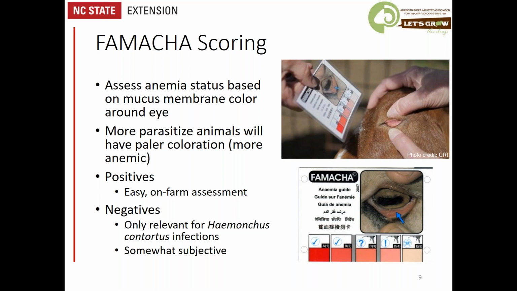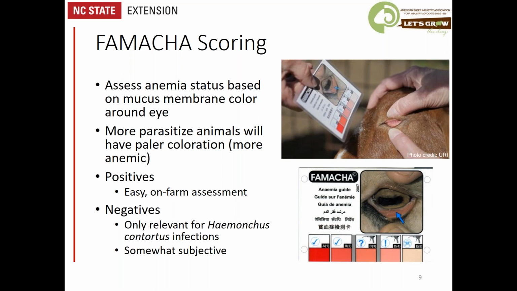The positives, again, it's an easy on-farm assessment. Any one of us can learn how to do it. We can carry this FAMACHA card with us, and we can determine what these FAMACHA scores are, and it can be a great metric to help us determine who needs to be dewormed and who doesn't. The negatives, it is only relevant for Haemonchus contortus infections. This is the only worm that's consuming blood that's causing that anemia. And so really, if we're using FAMACHA scoring, it needs to be for assessing a Haemonchus contortus type infection. If it's another worm that's causing a problem, we probably need to look at other things.